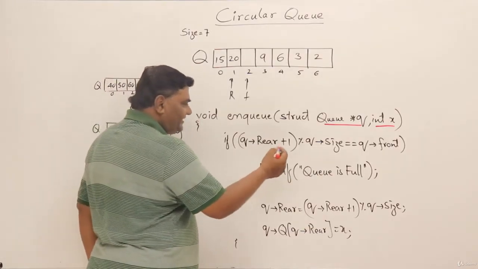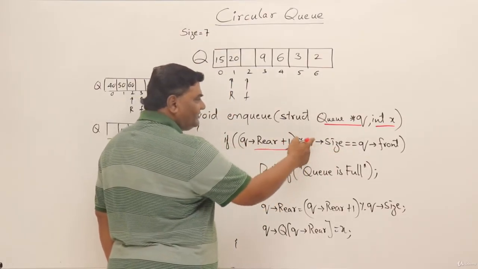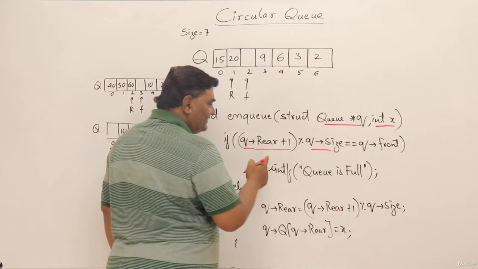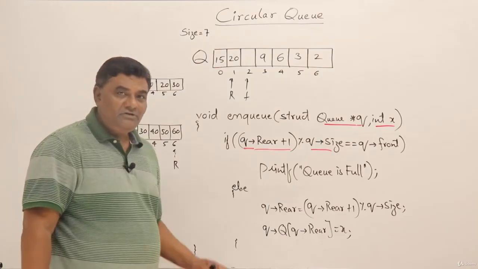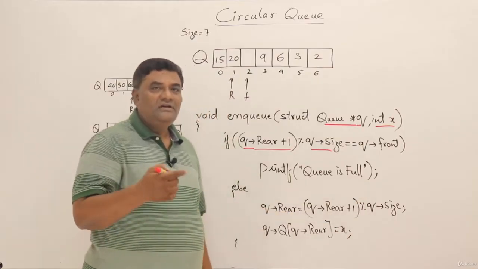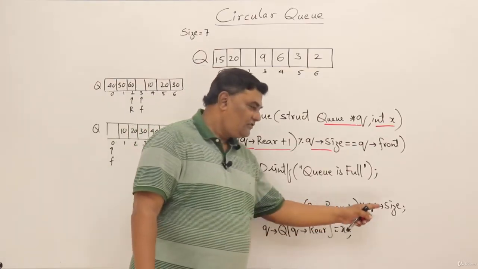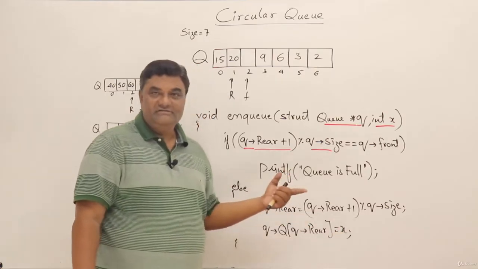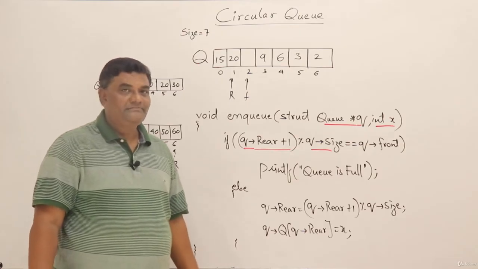So here I am checking that same condition. Rear plus 1 mod size. As both are in this structure, I have to write queue's rear and queue's size. Rear plus 1 mod size, if it is equal to front. I'm not modifying it, just calculating. That is, next place is front. If so, then queue is full. Otherwise, move rear. How to move rear? Rear is modified by rear plus 1 mod size. Then at that same place, queue's rear value is written. So that's it. This is NQ for circular queue using array.